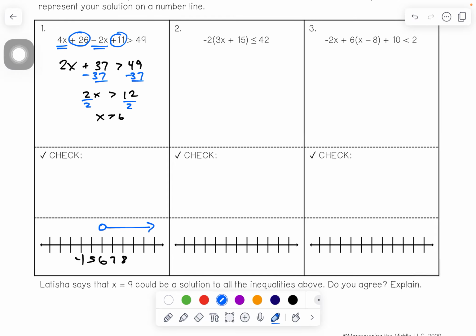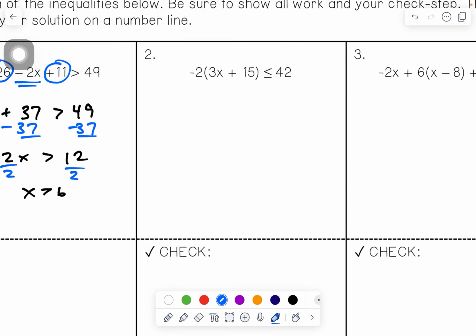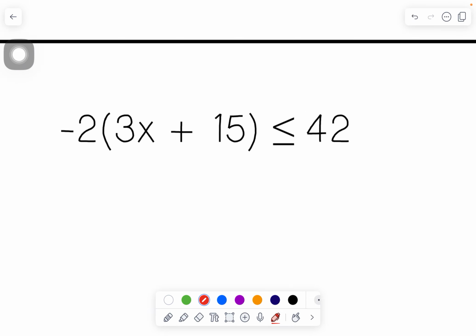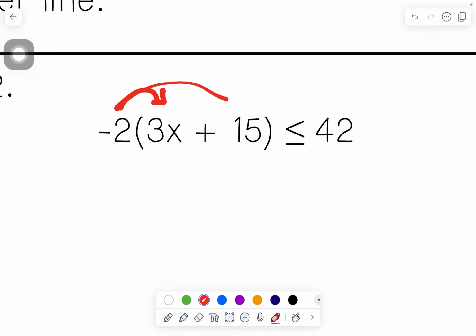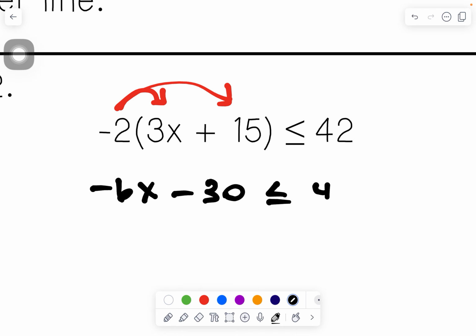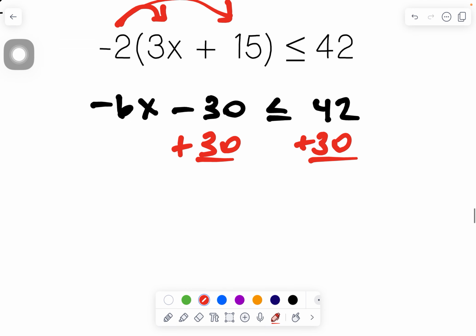Let's see here. Number 2. This one requires distributive property, so I'm going to distribute that negative 2 to both terms. That gives me negative 6x minus 30 less than or equal to 42. So when I solve this, I'm going to add 30 to both sides. Add 30 to both sides. And I get negative 6x is less than or equal to 72.